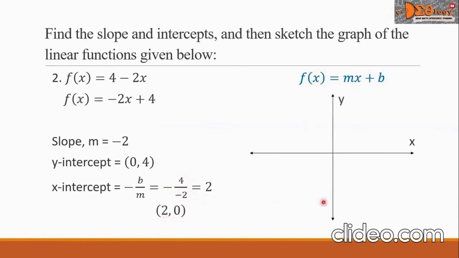To sketch the graph, let us first show the x and y axis, and then let us identify the 4 in the y-axis and the 2 in the x-axis. Then let us draw first the y-intercept, that is the point, and the x-intercept 2, 0, that is the point. And then we simply connect these 2 points, and this is now the line of the function 4 minus 2x. This is our final answer.